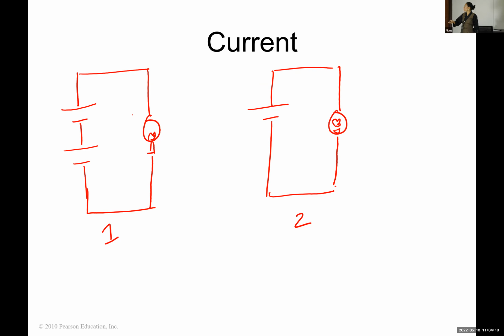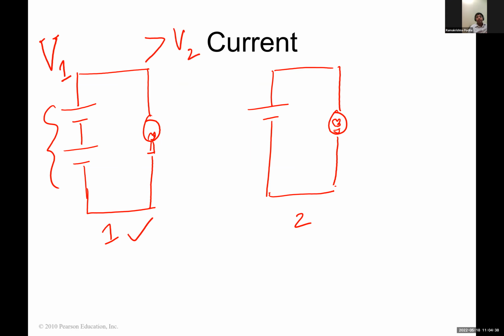The first one has more flow of charge, because you have provided more potential difference. And the potential difference, as we saw, is V, right? So V in the first one is more than V in the second one.